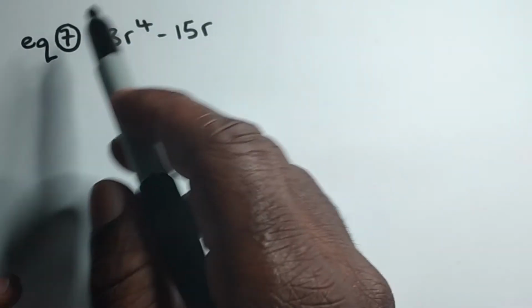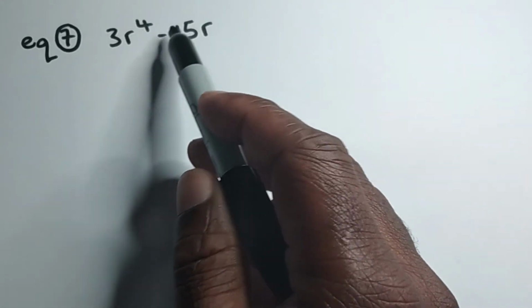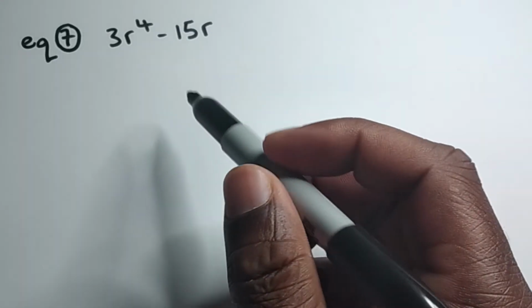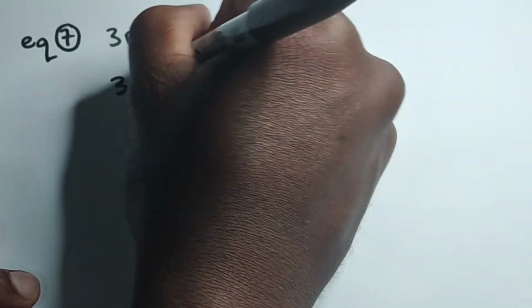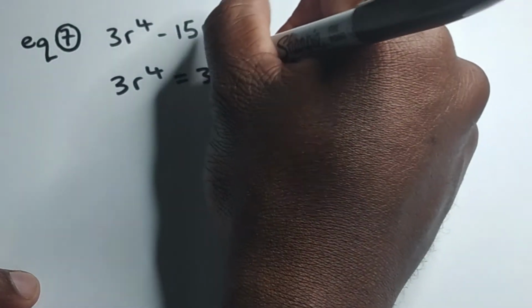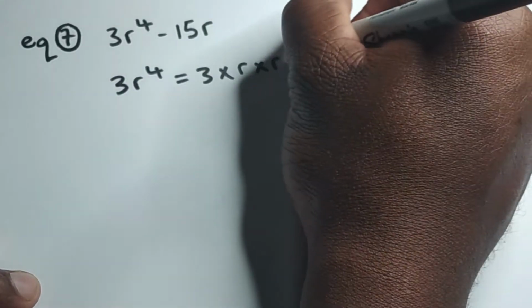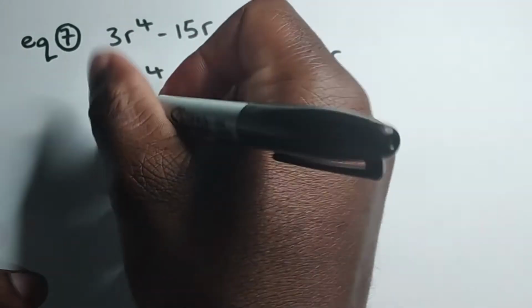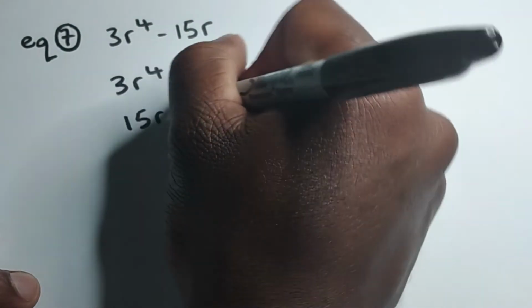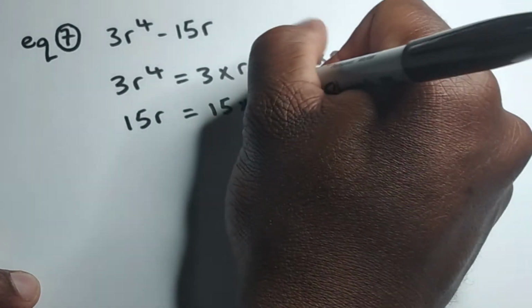All right. Now, what if we had example 7? What if we had 3R to the power 4 minus 15R? All right. Now, again, we can write out the factors for each term. So 3R to the power of 4 is the same thing as 3 times R to the power of 4, which means that we're multiplying R by itself 4 times. All right, and we can also expand 15R. So let's see what we can get. This is the same thing as 15 times R.